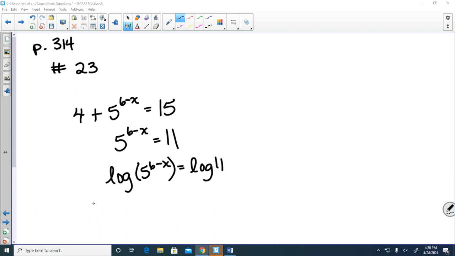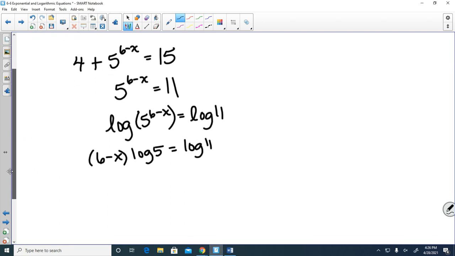Bring that 6 minus x in front. 6 minus x times the log of 5 equals the log of 11. So then, let's see, got that x tied up in the parentheses. I could distribute. Now, this is not the only way to solve the problem, but this is definitely one. 6 log of 5 minus x log of 5 equals log of 11.